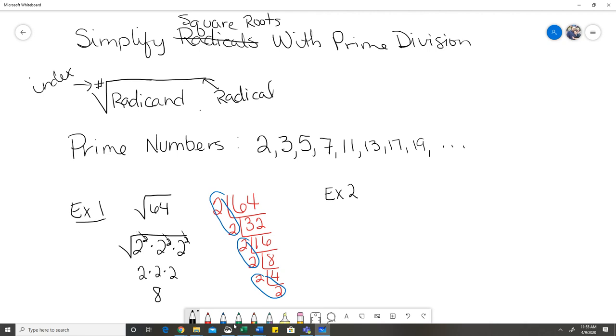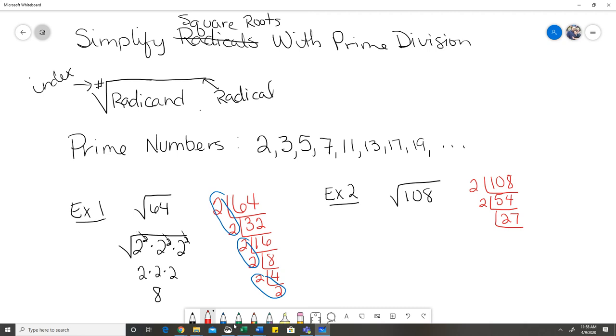We have the square root of 108. Okay. So again, off to the side, I'm going to take my 108. I'm going to divide by my prime numbers. I'm going to start with 2. 2 goes into 108 54 times. And 2 goes into 54 27 times. Well, 27 is not even. I can't divide by 2 anymore. So now I have to look at my other prime numbers.